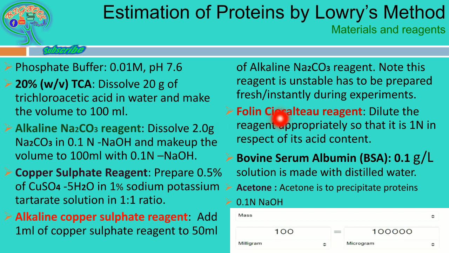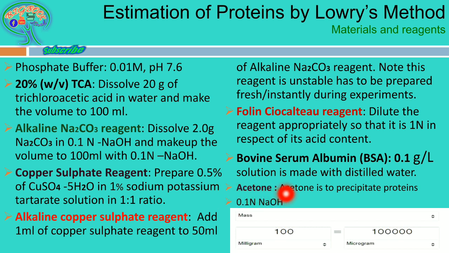Further is the Folin-Ciocalteu reagent. We have to dilute this reagent appropriately so that it is 1 normal with respect to its acid content. In some lab experiments it will be diluted at a 1:1 ratio, but at maximum it will be diluted at a 5:11 ratio with distilled water. Further is bovine serum albumin, 0.1 gram per liter. The solution is made with distilled water.